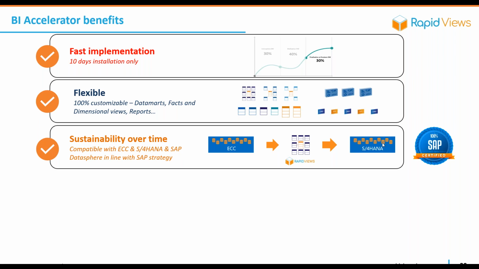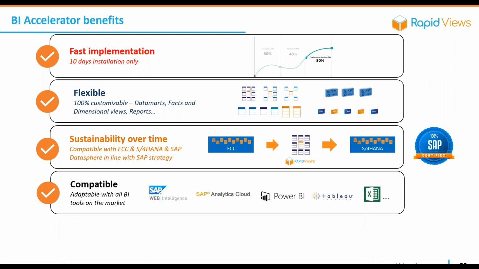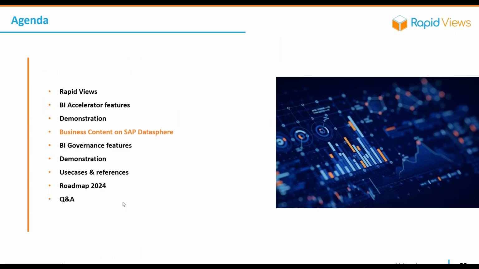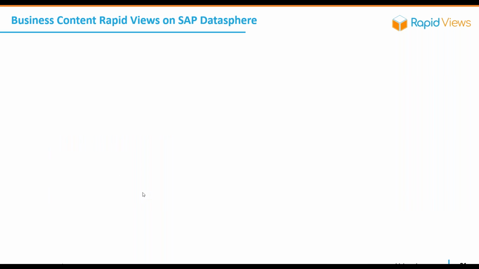It's compatible between ECC, S4 HANA, and SAP Datasphere. If you start to build your analytics on ECC on HANA, when you migrate to S4 HANA, you will be able to copy, paste everything that has been done, because we provide the data model and the star schema, the business content for ECC, for S4 HANA and SAP Datasphere, which is extremely important. It's compatible with any of your reporting tools. And thanks to this analytics wizard, we help you to build this concept of recipe and to accelerate your project. So that was the first part on the BI accelerator component.